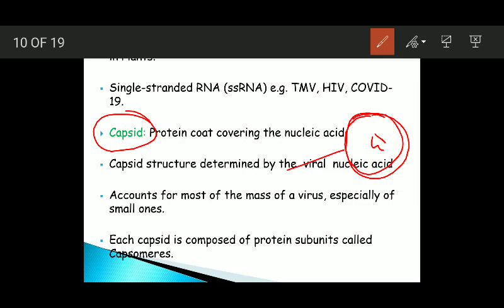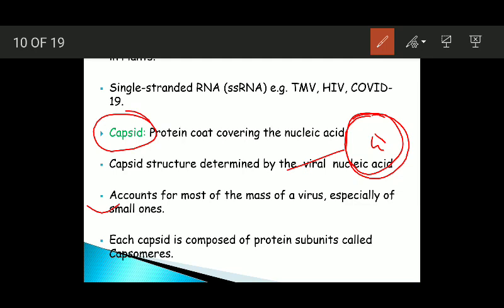The type of capsid structure is determined by the type of nucleic acid. What type of nucleic acid a virus contains, accordingly, it will have a unique type of capsid. Different viruses have different capsid structures because they have different types of nucleic acids. Now the capsid forms the bulk of the virus. Since the genetic material of a virus is very small in size, the bulk of viruses is constituted of the outermost capsid.